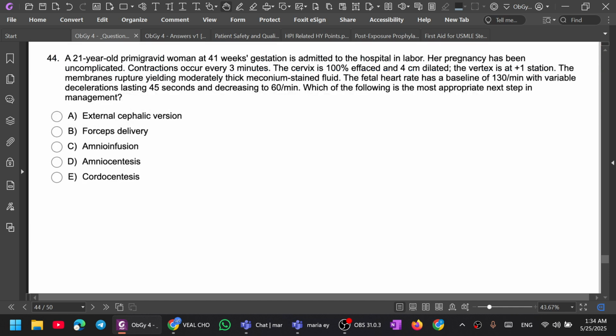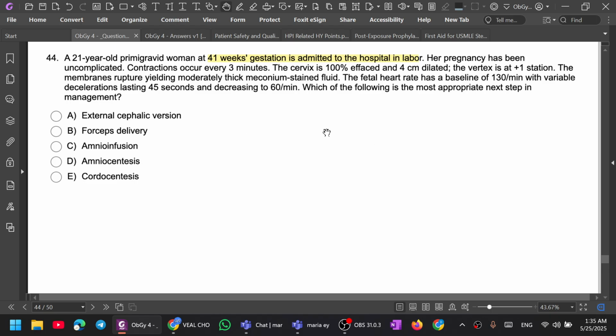A 21-year-old primigravid woman, 41 weeks of gestation, is admitted to the hospital in labor. Pregnancy had been uncomplicated. Contractions are every 3 minutes. Cervix is 100% effaced and 4 centimeters dilated. The vertex is at plus 1 station. The membranes rupture, yielding moderately thick meconium-stained fluid. The fetal heart rate has a baseline of 130 per minute, with a variable deceleration lasting 45 seconds and decreasing to 60. Which of the following is the most appropriate next step?